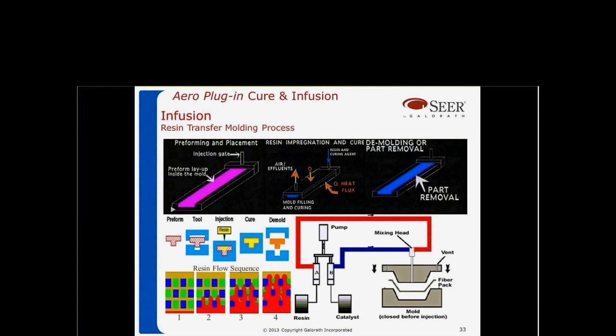We also cover resin transfer molding, where this process is to put a preform into a two-part tool, inject it with the resin, hold it under a cure cycle and heat it up and cure it, and then demold it, take it apart.